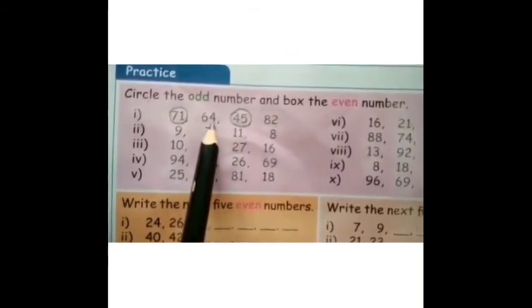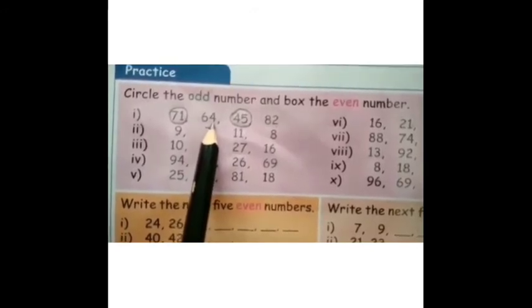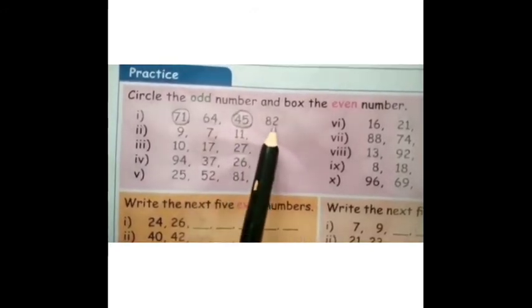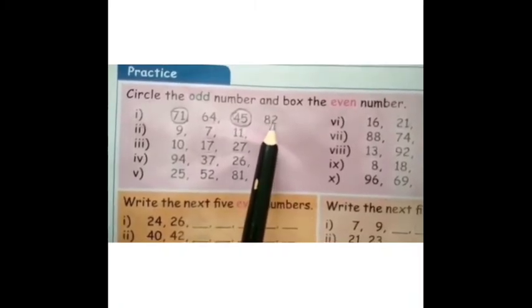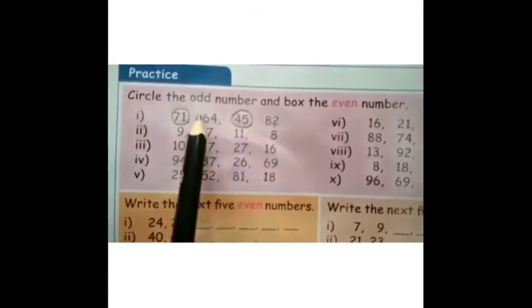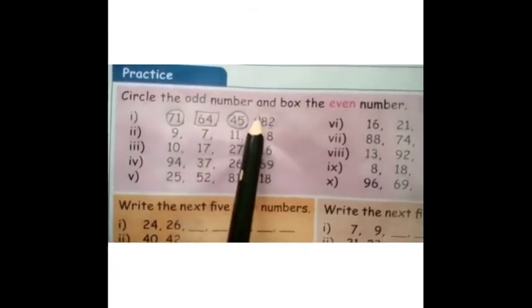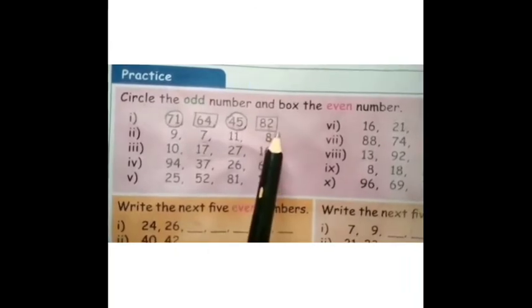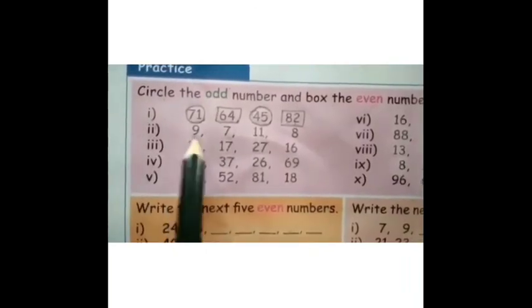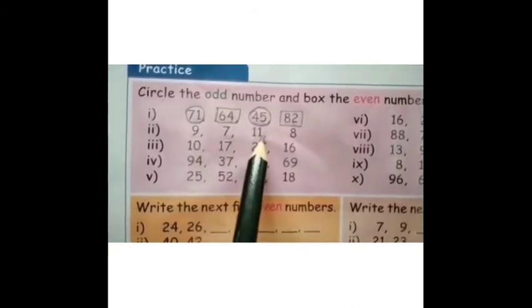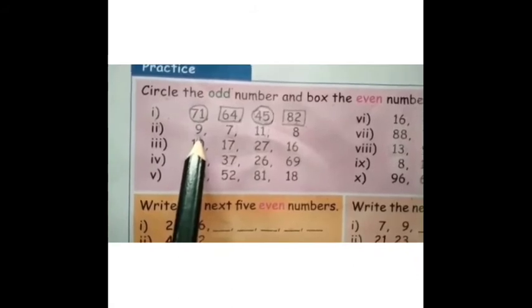4 is an even number, so 64 is an even number. 2 is an even number, so 82 is an even number. So put box for 64 and 82. Let us see the second one. 9, 7, 11, 8. 9 is an odd number.